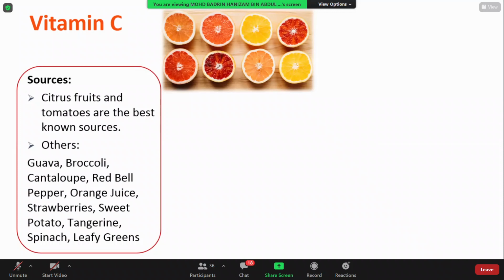Other vitamin C sources are guava, broccoli, cantaloupe, red bell pepper, orange juice, strawberries, sweet potatoes, tangerines, spinach, leafy greens. And again, I just mentioned that you need to eat lots of these in order to get your daily requirement of vitamin C. For now, at the moment we are in the COVID pandemic, might as well just get it from a supplement.